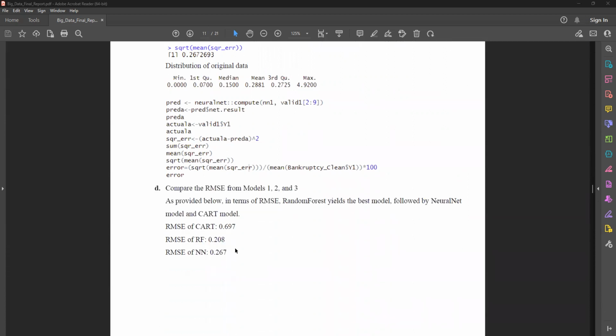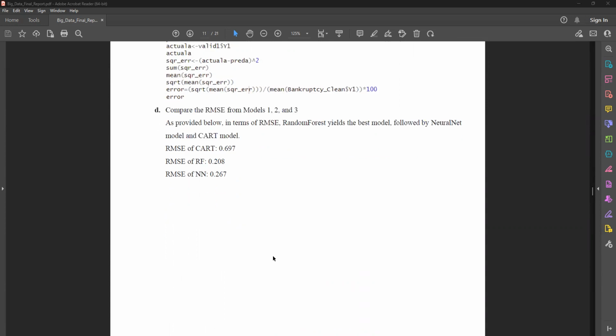So overall, when comparing the RMSE from models 1, 2, and 3, it's the random forest model that yields the lowest RMSE, although relative to the mean of Y1 from the original data, the error is still too high to be a good model.